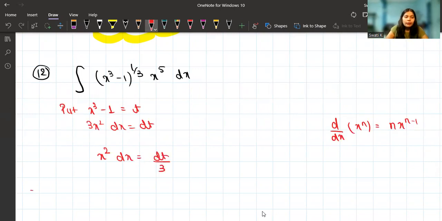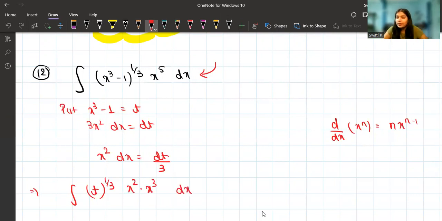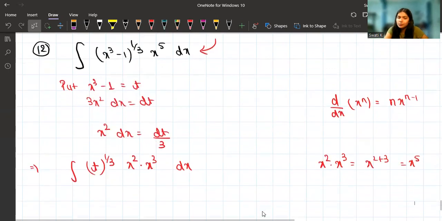Okay. Now I'm going to write this integration question in a little different form. So this will become integration x cube minus 1 I have taken as t. So I can write this as t raised to 1 upon 3. And then here x raised to 5. Can I not write this as x squared times x cube? Yes, I can, because that is the property of exponent once again. That x raised to 2 dot x raised to 3 is nothing but x raised to 2 plus 3, that is x raised to 5. So I can write, using this property of exponent, that x raised to 5 is x raised to 2 times x raised to 3.